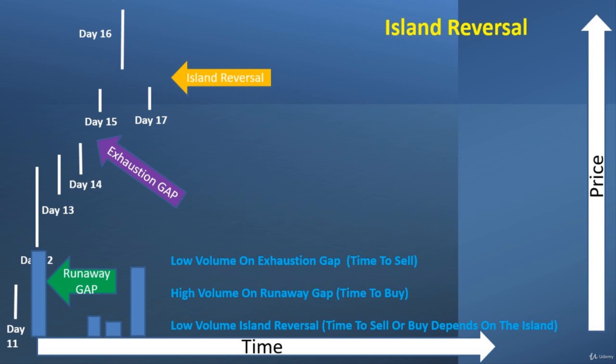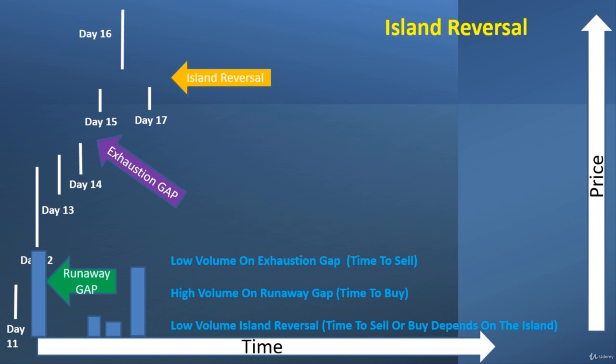If there's high volume on a runaway gap, that tells you to buy, right? We saw previously, on day 12, that runaway gap where it's time to buy. But a low volume island reversal is where you're going to have that low volume on day 16 in this example. And then the time to sell or buy depends on the island, right? You're waiting for the island to form. So we don't really truly know it on day 16. We need a day 17 to show what's going to happen. And then on day 17, there's going to be some high volume, which is one way you can see you got your island reversal.